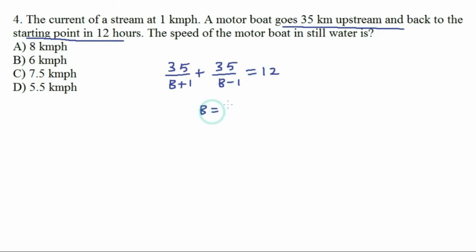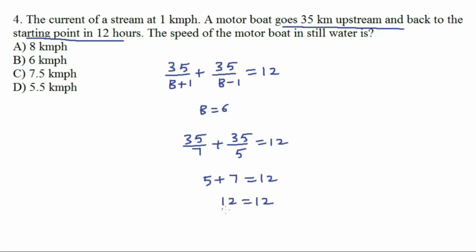By options verification, motorboat speed equal to 6 km per hour. So B value substitute above equation. 35 divided by 6 plus 1 plus 35 divided by 6 minus 1 equal to 12. 7 5 times plus 5 7 times equal to 12. 12 equal to 12. So motorboat speed equal to 6 km per hour is correct. Option B. Question number 5.